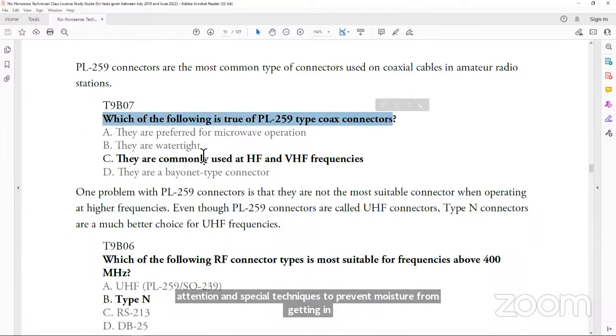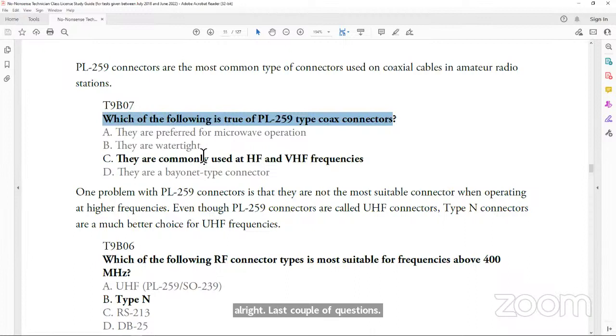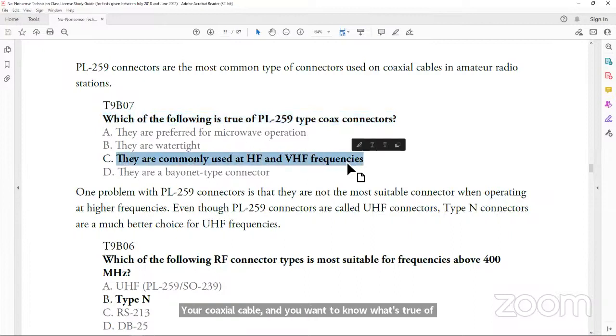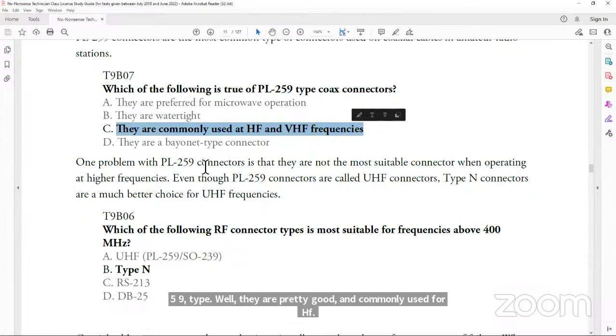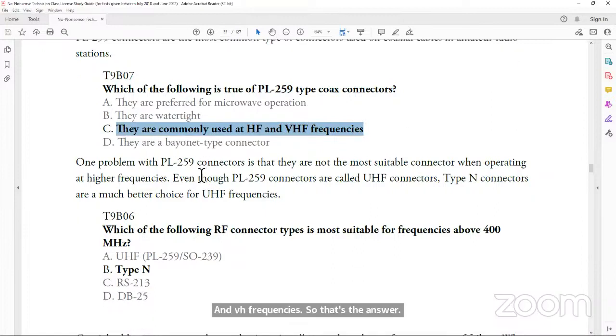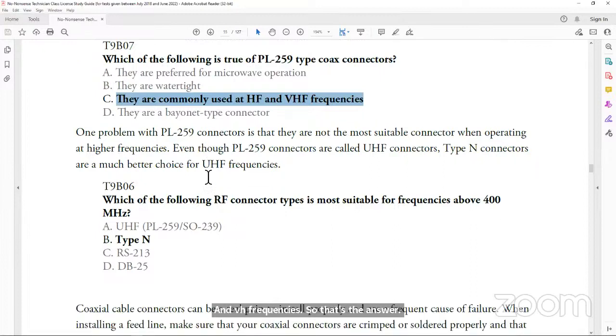Which of the following is true of PL259 type coax connectors? So we showed 2 types of coax connectors. Those are the connectors that go at the ends to terminate your coaxial cable. And they want to know what's true of the PL259 type. Well, they are pretty good and commonly used for HF and VHF frequencies. So that's the answer. They are commonly used at HF and VHF. No problem. We don't want to use it for UHF, right?